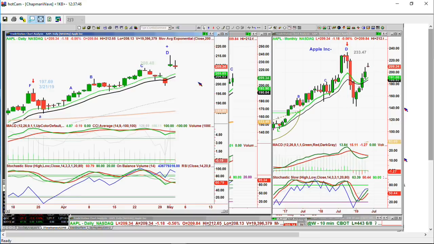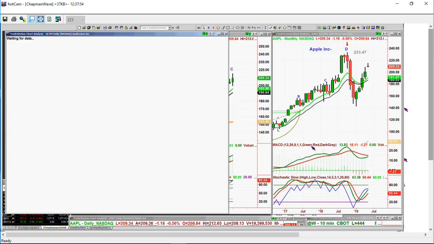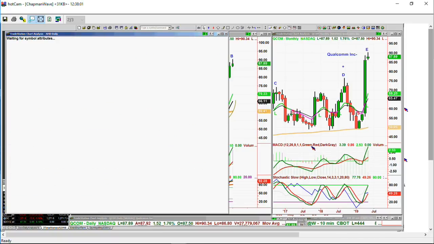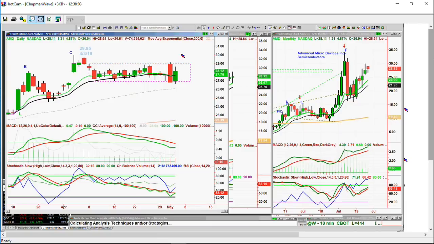So there were round number highs yesterday. Oh, Qualcomm. Let me just see. No, it couldn't have been Qualcomm. No, Qualcomm's in leg C. Oh, I can't remember now. What a pity. AMD, was it AMD? Advanced Micro Devices? Nope. It's up today, up 1.31.